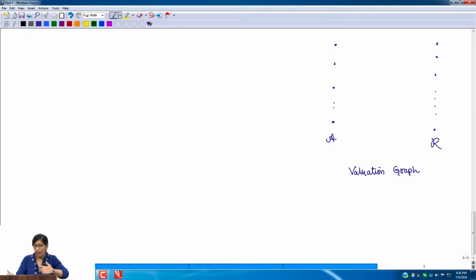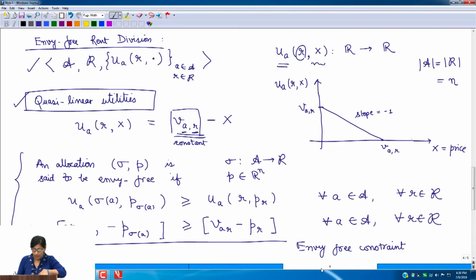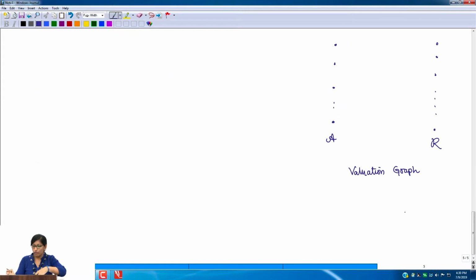Why am I saying it a valuation graph? It will be cleared. Remember, this is the value I am saying. This is the base value for an agent A, base value of agent A for a room R, right? So what I'll do is I'll construct a complete bipartite graph.